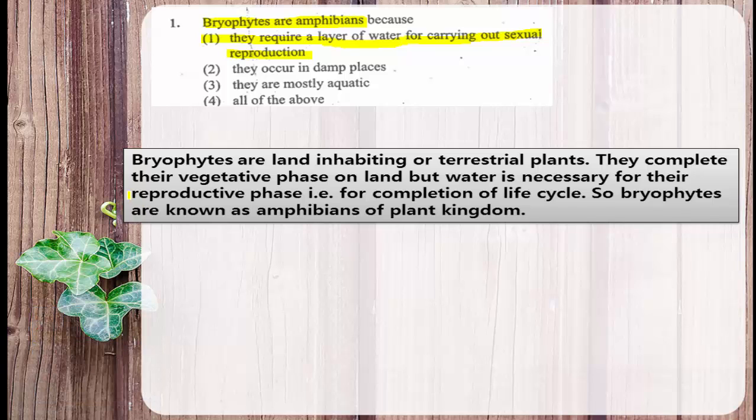so that to complete the reproductive phase. Here I have used two terms in the answer, reproductive phase and vegetative phase. During the vegetative phase, the body just grows, and during the reproductive phase, there is gamete formation, gamete release and the gametes fuse with each other. Fusion between the male and female gametes is nothing but fertilization, and it is part of sexual reproduction. Therefore, as they require water for carrying out sexual reproduction, the bryophytes are called amphibians of the plant kingdom. So the right answer for this question is option 1.